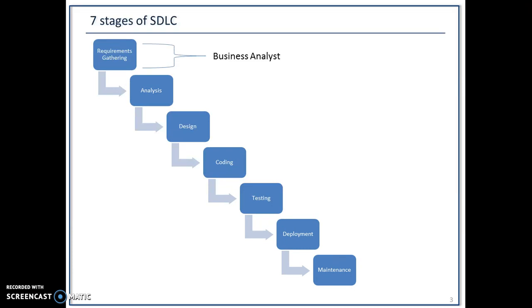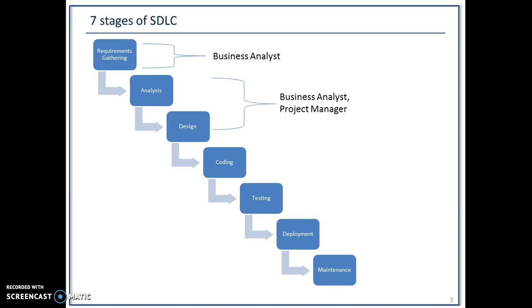The first stage, requirements gathering, is typically done by the business analyst. Requirements gathering means understanding the requirements of the client. What are the business requirements? The business analyst will sit with the client, understand the client's business, understand the different processes in the business, and he will document them. So this is called requirement gathering.